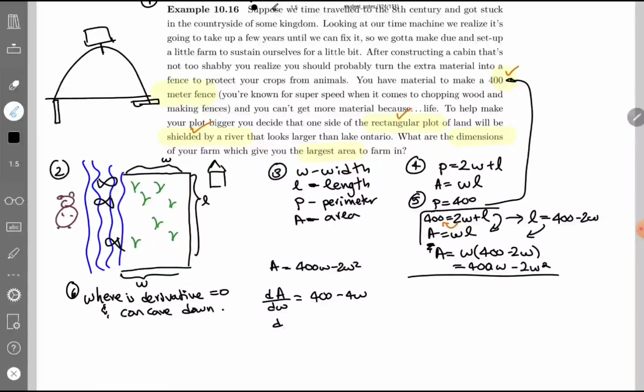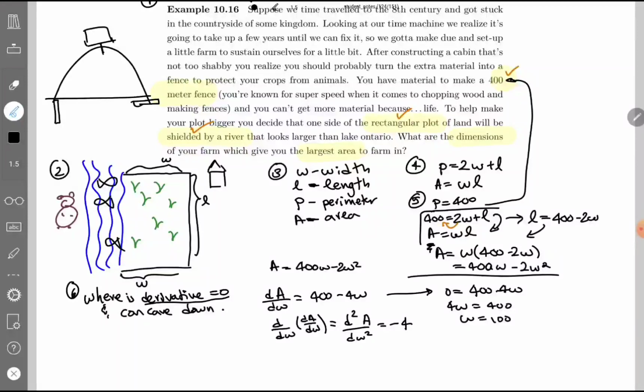And then the second derivative, d/dw of dA/dw, which we can just write as d squared A over dw squared. This is just the second derivative of this, so we get minus 4. Okay, so when is A prime 0? This is 0 when 400 minus 4w is 0, or when 4w is equal to 400, or when w is equal to 100. So this is when the derivative is equal to 0.